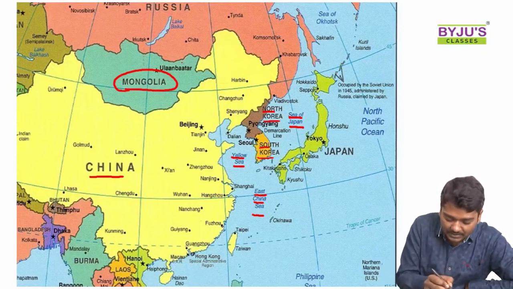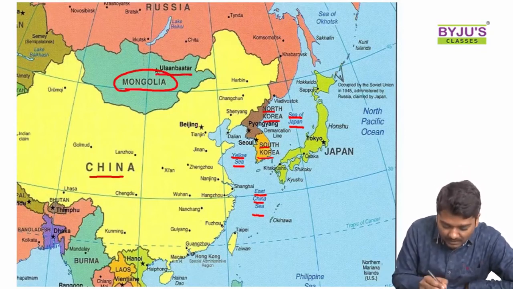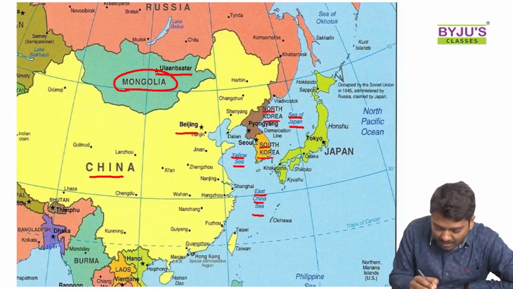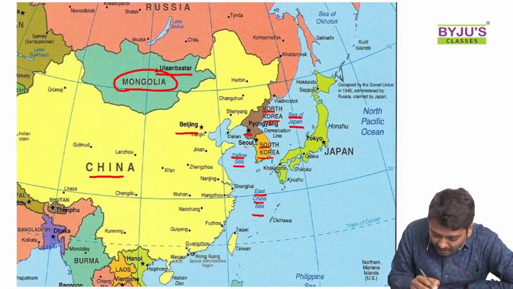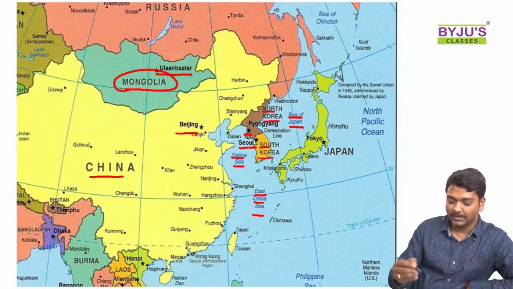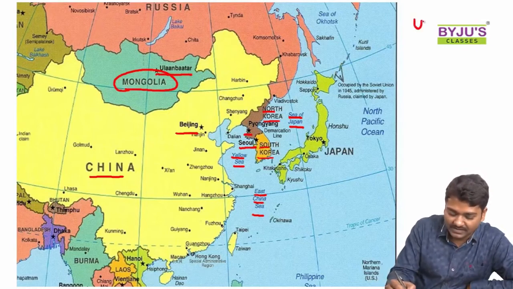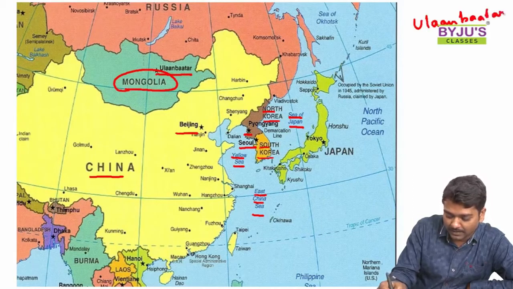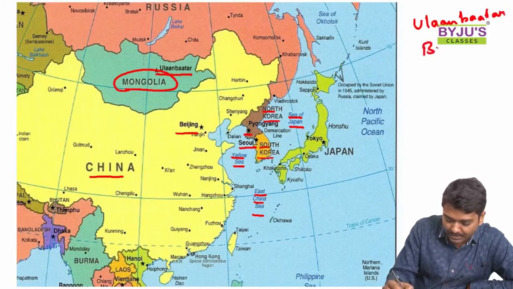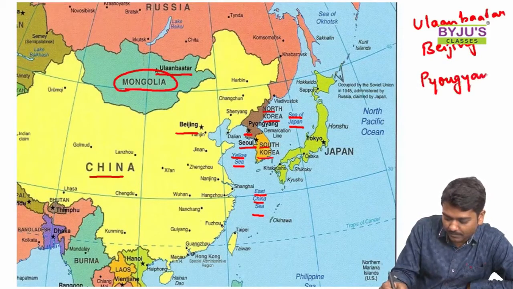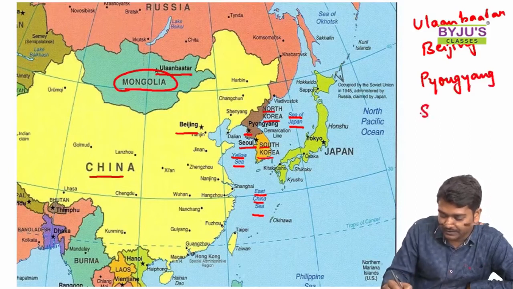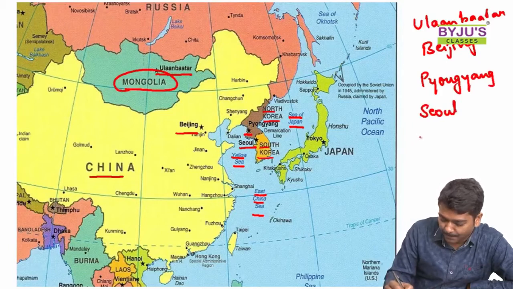And then you see the capitals, you have Ulaanbaatar, then you have Beijing, then you have Pyongyang, then you have Seoul. So the places, if you see, first is Ulaanbaatar, then you have Beijing, then you have Pyongyang, then you have Seoul, and then you have Tokyo.